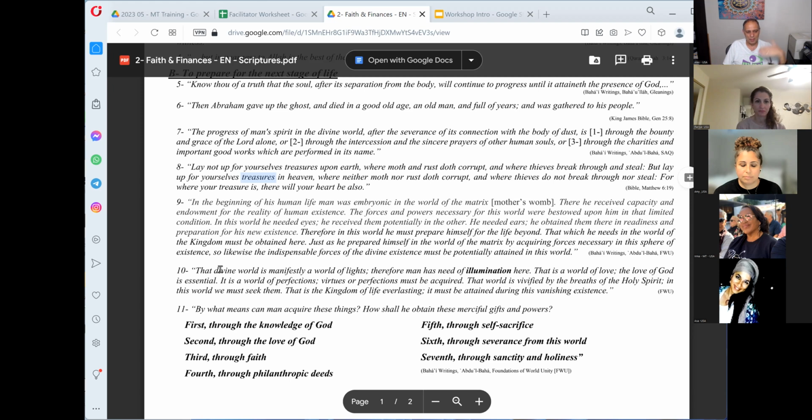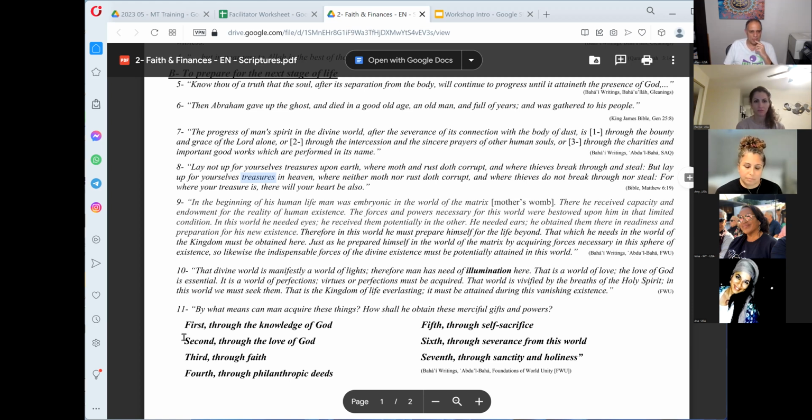It says that the divine world, referring to the next world, is manifestly a world of lights. Therefore, man has need of illumination here. That is a world of love. The love of God is essential. It is a world of perfections. Virtues or perfections must be acquired. That world is vivified by the breath of the Holy Spirit. In this world, we must seek them. That is the kingdom of life everlasting. It must be attained during this vanishing existence. And then the question is, by what means can man acquire these things? How shall he obtain these merciful gifts and powers?